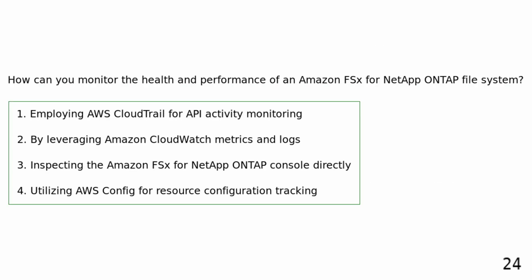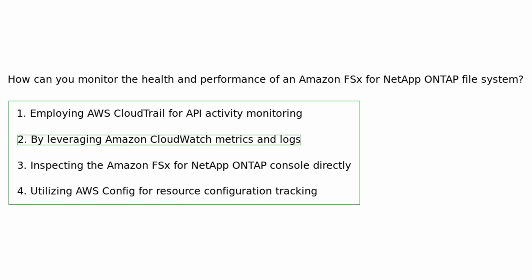How can you monitor the health and performance of an Amazon FSx for NetApp ONTAP file system? Employing AWS CloudTrail for API activity monitoring. By leveraging Amazon CloudWatch metrics and logs. Inspecting the Amazon FSx for NetApp ONTAP console directly. Utilizing AWS Config for resource configuration tracking. Amazon CloudWatch provides comprehensive monitoring capabilities for Amazon FSx for NetApp ONTAP, allowing users to track metrics like IOPS, throughput, and latency for performance analysis.